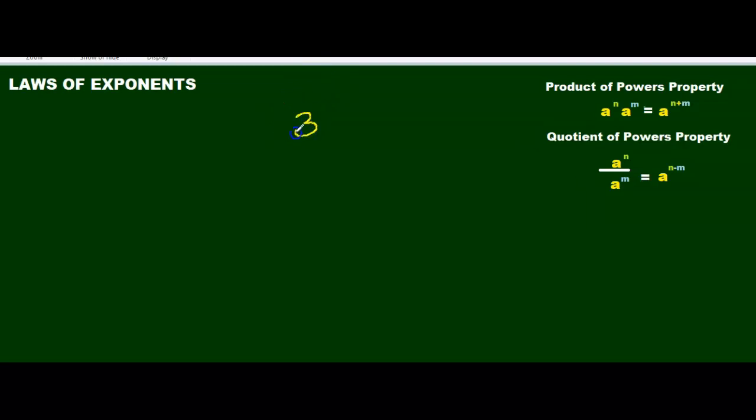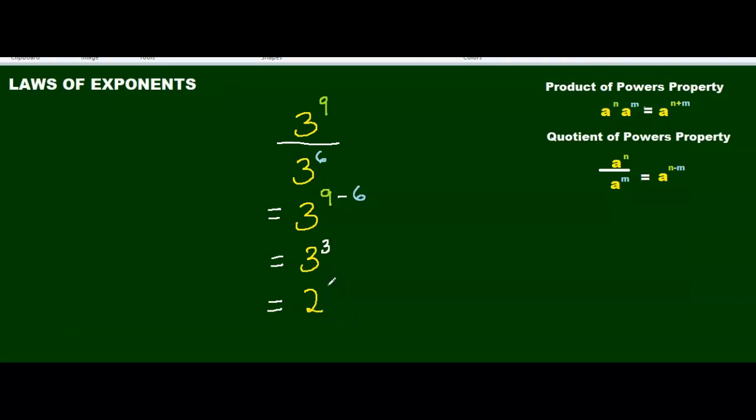So let's say we have 3 to the power of 9 over 3 to the power of 6. So that gives me 3 to the power of 9 minus 6, which simplifies to 3 to the power of 3, which simplifies to 27, because 3 times 3 times 3 gives us 27.